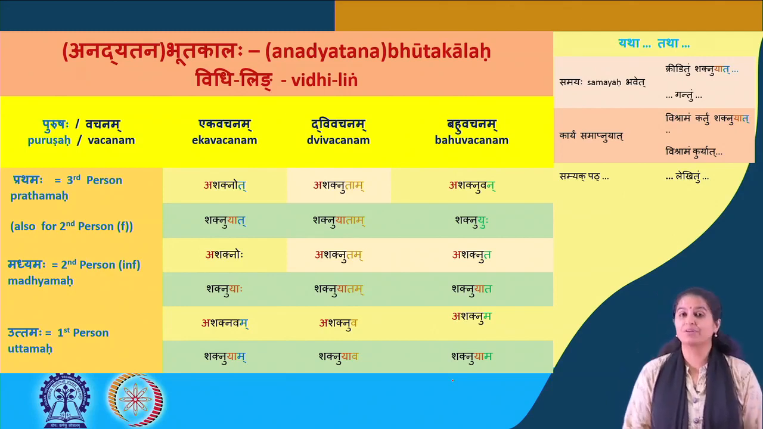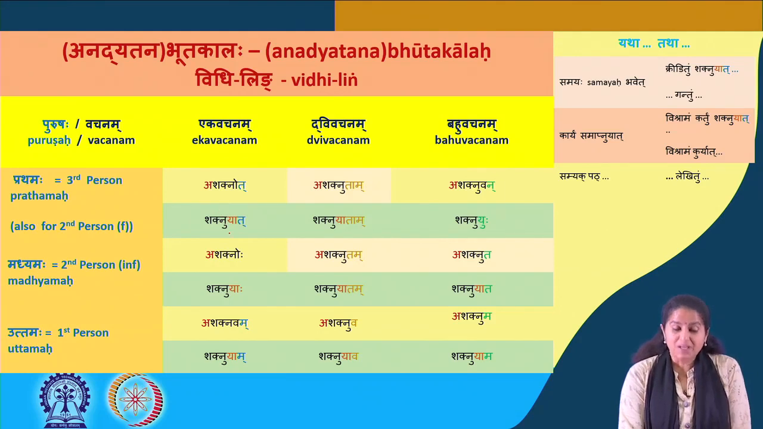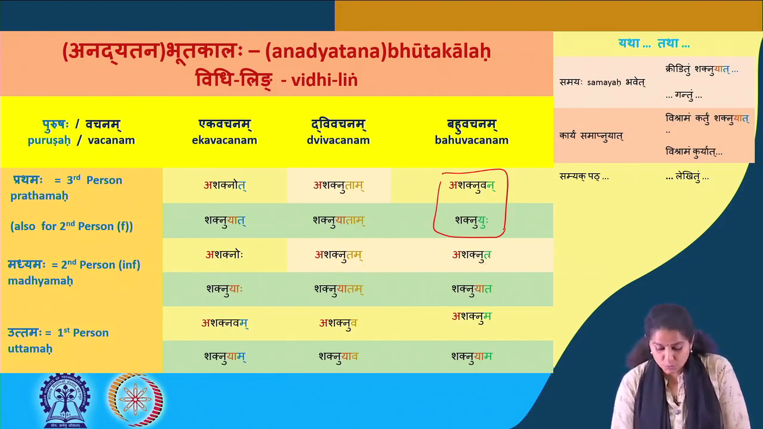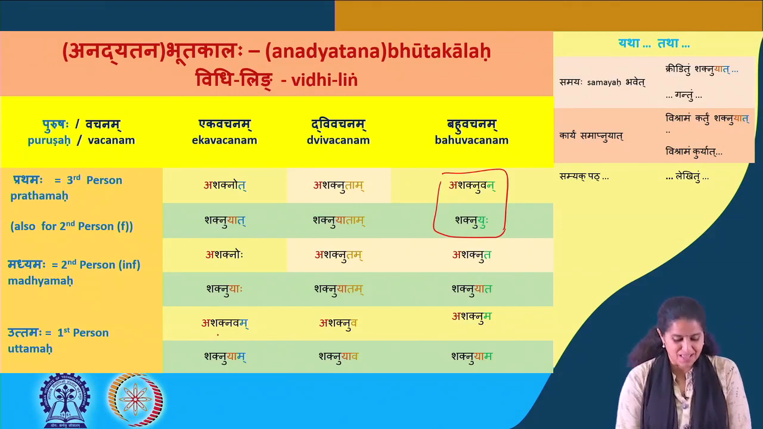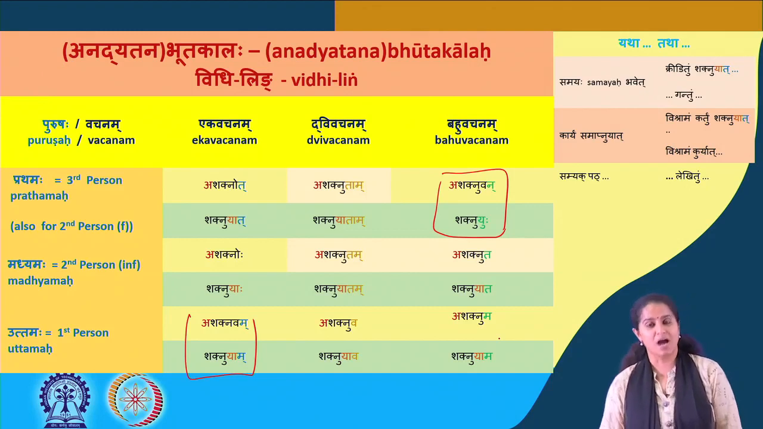So here I've tried to put the verb shaknoti for us to do a practice with another verb. So we have ashaknot becomes shaknuyat, ashaknutam, shaknuyatam, shaknuvan, shaknuyuhu. So like we said, this is always a bit different. Ashaknoho, shaknuyaha, ashaknutam, shaknuyatam, ashaknuta, shaknuyata. Uttamam. Ashaknuvam, shaknuyam. That is also a little different here. Then ashaknuva becomes shaknuyava and ashaknuma, shaknuyama.